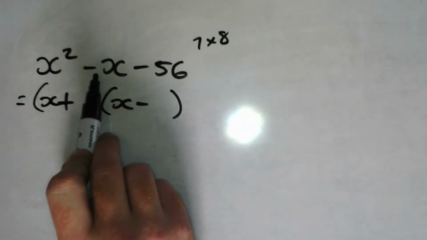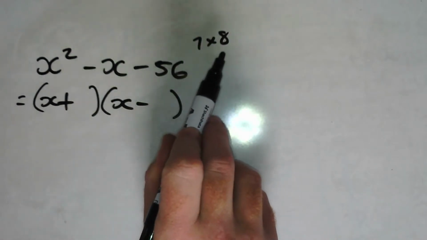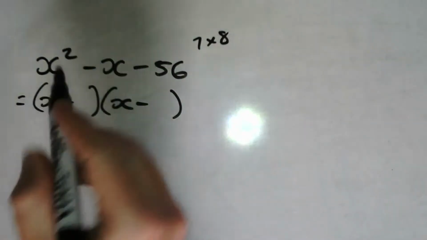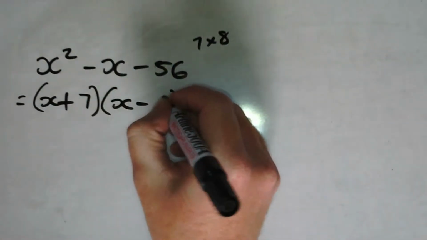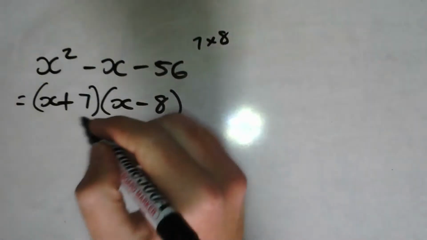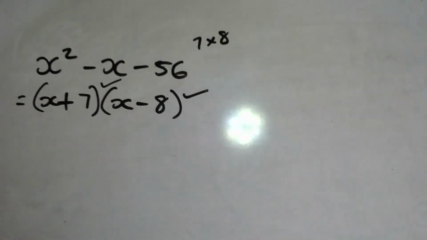We are looking for a negative value, which means that our biggest factor will go into the negative bracket and our lowest one will go into the positive bracket. So 7 and 8 in this regard, and there you have factorized the trinomial fully. You get 1 mark for each of the brackets in this case. Okay.